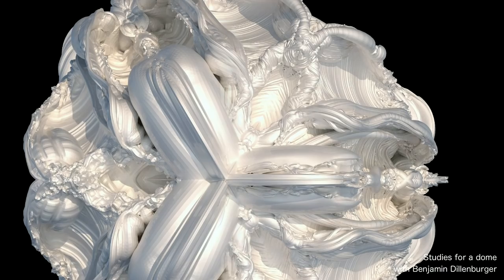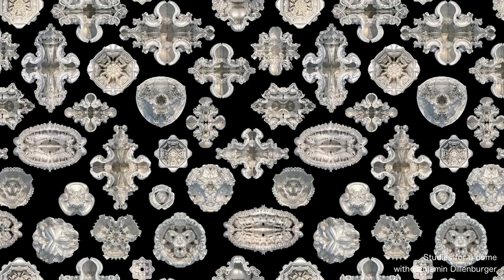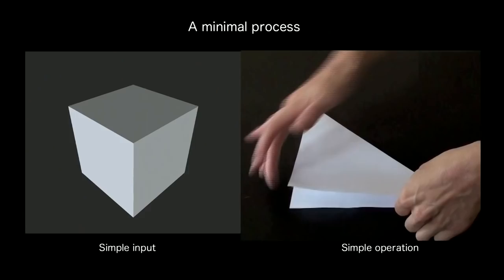These forms look elaborate, but the process is a very minimal one. There's a simple input. It's always a cube that I start with. And it's a very simple operation. It's making a fold and doing this over and over again.